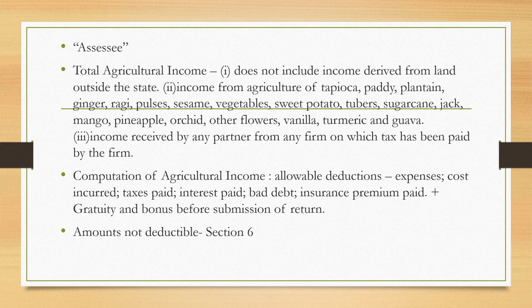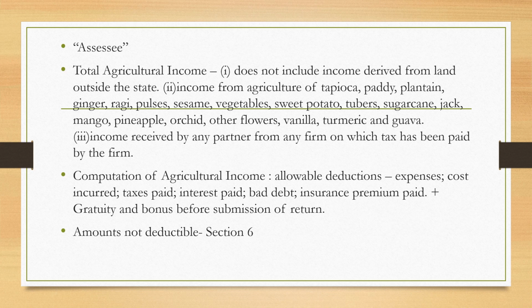So, what is material here is gratuity and bonus before submission of return is an allowable deduction, but immaterial of other facts, it should be calculated or computed with the year in which it is paid. That can be either to the employee or to any organized fund or organization recognized by the government.